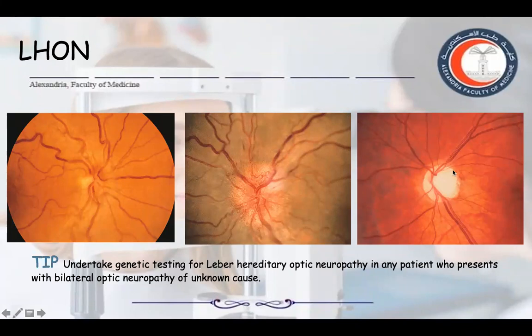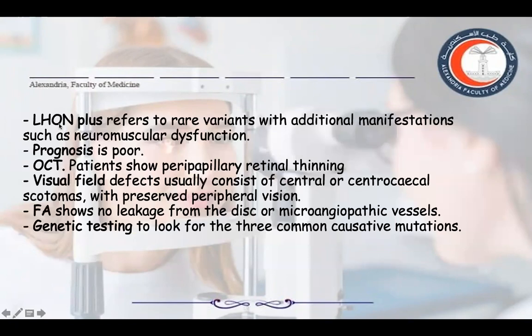Can I ask again, what type of optic atrophy is this? It's secondary. Perfect. This is a secondary optic atrophy. Very small tip: undertake genetic testing. Of course, this is a hereditary disease, so we need to do genetic testing and take a very meticulous and careful family history. There is something called Leber hereditary optic neuropathy plus. Plus means we have the optic neuropathy in addition to neuromuscular dysfunction.